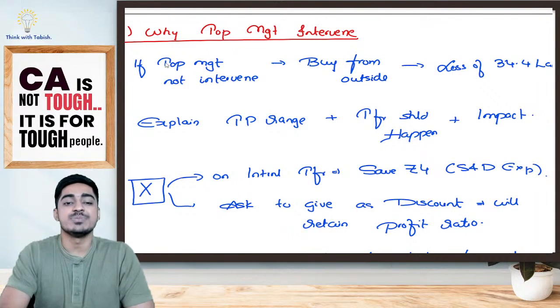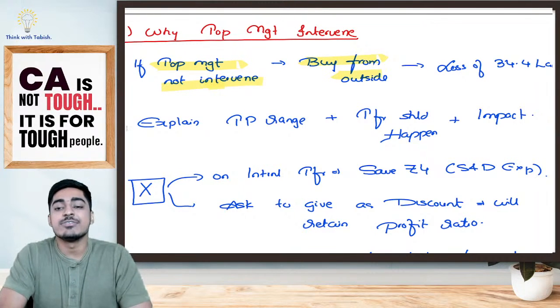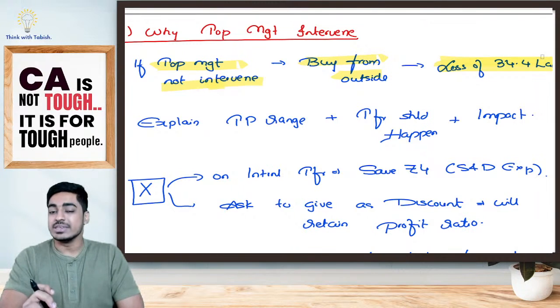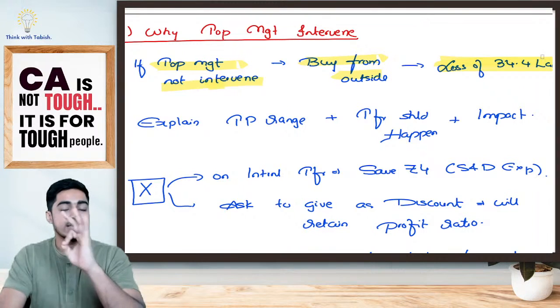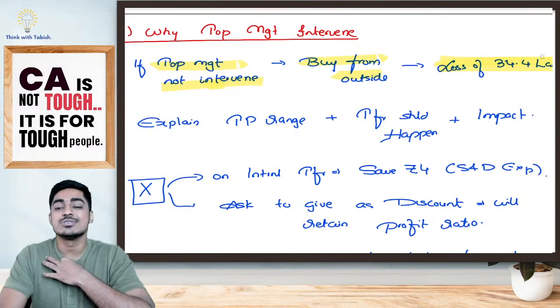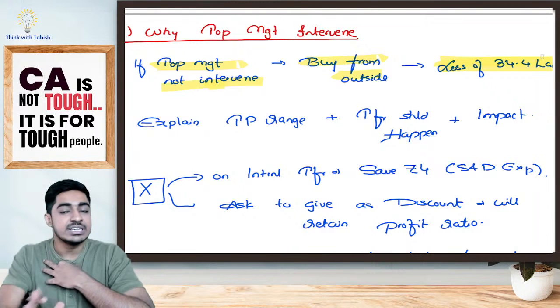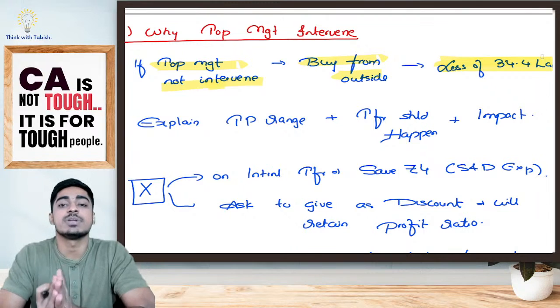Because if top management did not intervene, what will happen? Division B will buy from outside and it will make a loss of 34,40,000 to the company. Division B was getting a 3 rupees discount, and because of that, if it takes that decision, for the company as a whole 34,40,000 will be the loss. So the company has to intervene and negotiate. Let them discuss and arrive at a transfer pricing range.